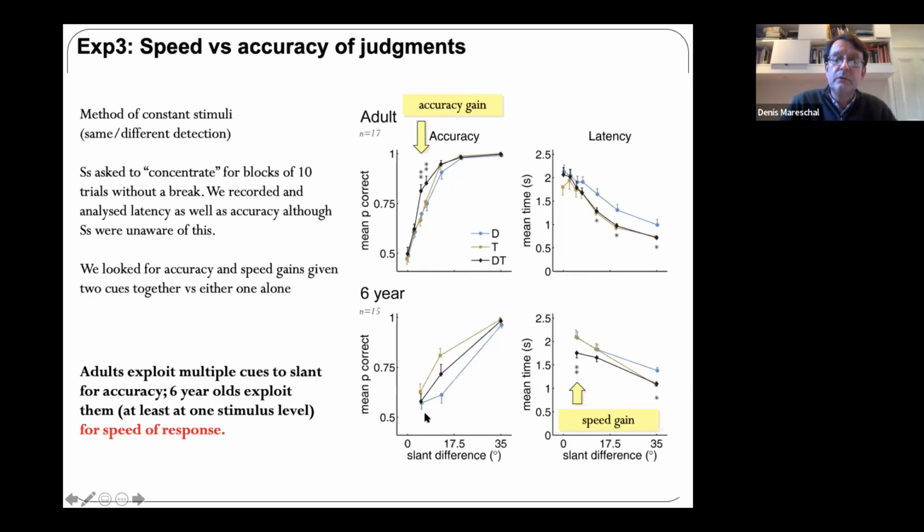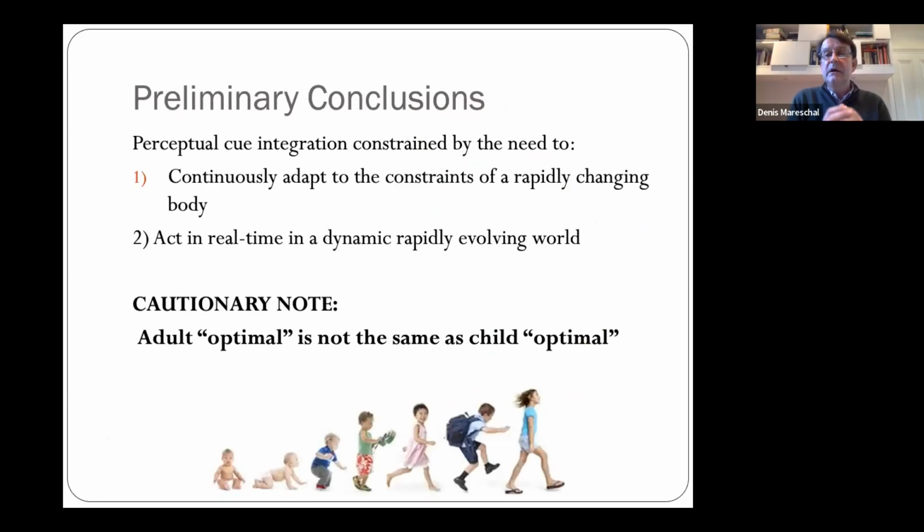And for the 6-year-olds, there's no benefit in accuracy. They seem to be guessing or jumping between the 2 cues, whereas at least at some slants, you find that their responses are optimized for speed. So their speed of response with both cues is faster than the fastest single cue. So the children seem to be optimizing for something else, speed of response, because there are different pressures on them.